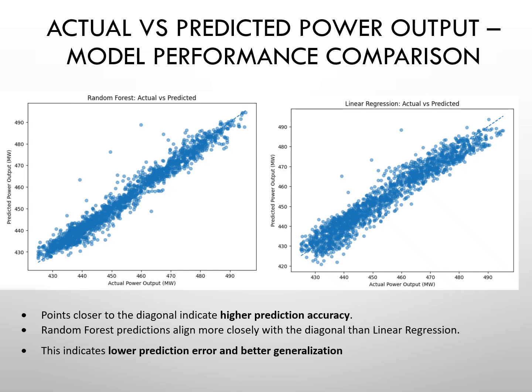This plot compares actual power output with the predicted output for both linear regression and random forest models. Ideally, all the points should lie on the diagonal line, which represents perfect prediction. We observe that the random forest model produces predictions that are much more tightly clustered around this line, indicating higher accuracy and lower error compared to linear regression. So this visual supports our quantitative result wherein the random forest achieved lower RMSE and higher R square.